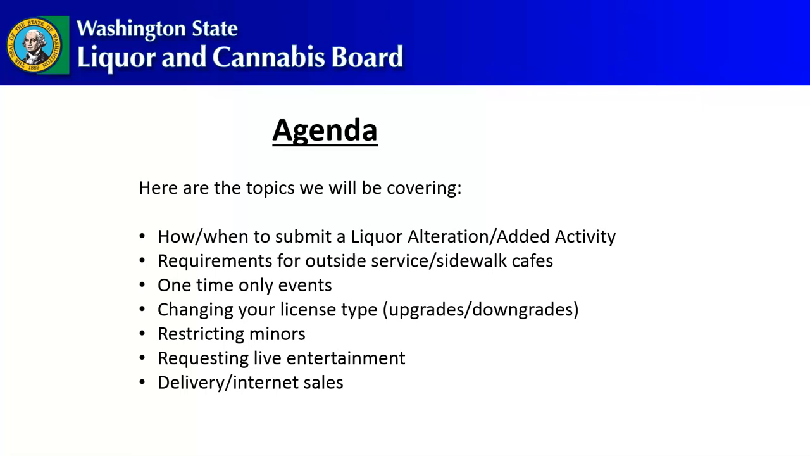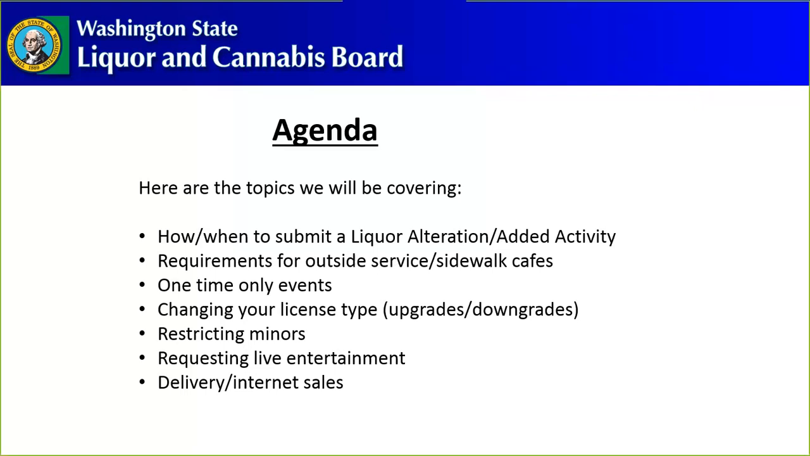Changing your license type, also commonly known as upgrading or downgrading, will be discussed. Restricting minors from your premise. Requesting live entertainment, which includes music, comedy shows, and karaoke. And finally, we will go over alcohol delivery as well as internet sales.